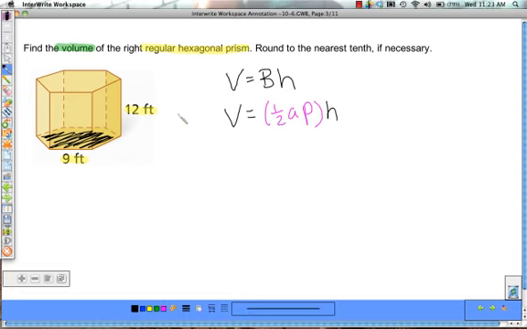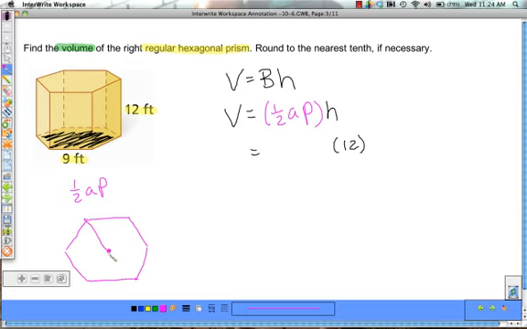So remembering, we know the height is 12, and since we have a second color here, we need to do our side work. Remembering that a is our apothem, p is our perimeter. So if we draw this hexagon, we need to find our apothem, which is this right here, this dotted line.